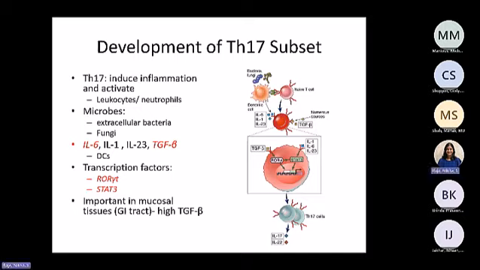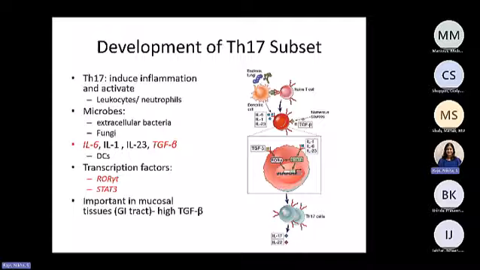Moving on to the Th17 subset, same concept. We are going to start with a different stimulating signal. In this case, it's extracellular bacteria or fungi, right? So say there is a fungal infection. In presence of that fungus, the innate immune system is going to be activated and release certain cytokines. Those are going to be IL-6 and TGF-beta, two important ones. There's also going to be IL-1 and IL-23, but the basic important cytokine milieu for this Th17 subset is IL-6 and TGF-beta.